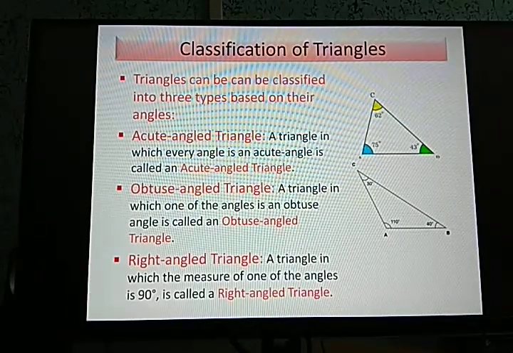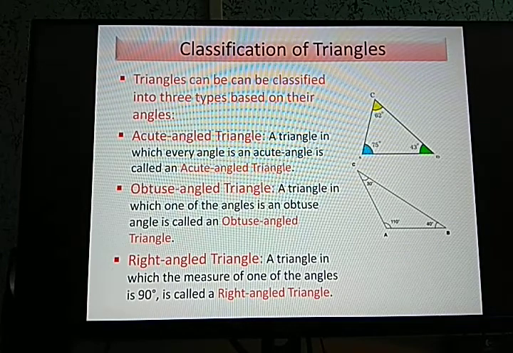Now next is right angle triangle. A triangle in which the measure of one of the angles is 90 degrees. Just like in the obtuse angle triangle, one of the angles was obtuse, similarly, in a right angle triangle, one of the angles will be a right angle. That means the measurement of one of the angles will be 90 degrees.